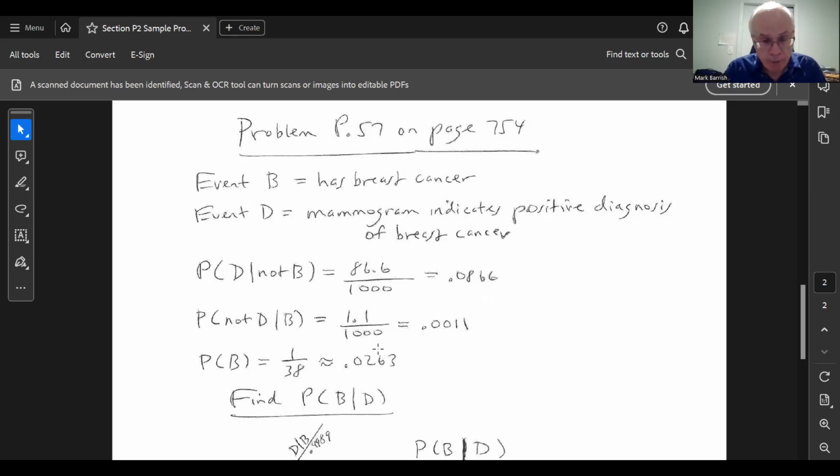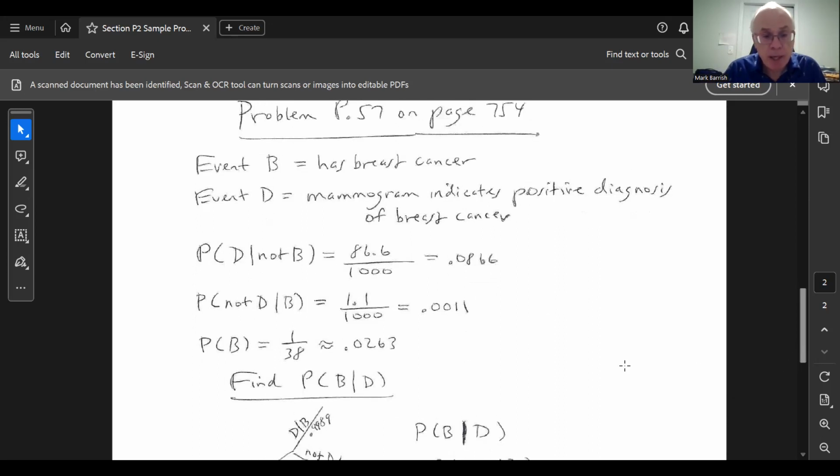That's 1.1 out of 1,000, 0.0011. And then the probability in general that in the population the lady has breast cancer is 1 out of 38, which rounded to 4 decimal places, and I would recommend 4 decimal places, is 0.0263. So everything's in 4 decimal places here.